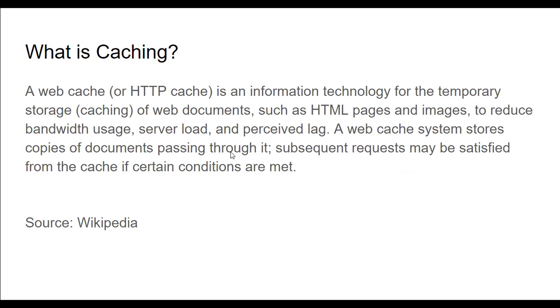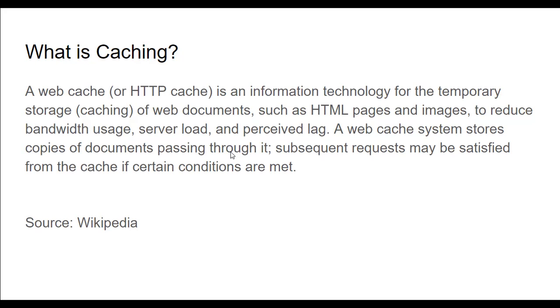So what is caching? A web cache or HTTP cache is an information technology for temporary storing of web documents such as HTML pages and images to reduce bandwidth usage, server load and perceived lag. A web cache system stores copies of documents passing through it. Subsequent requests may be satisfied from the cache if certain conditions are met. So this is the Wikipedia definition of caching.